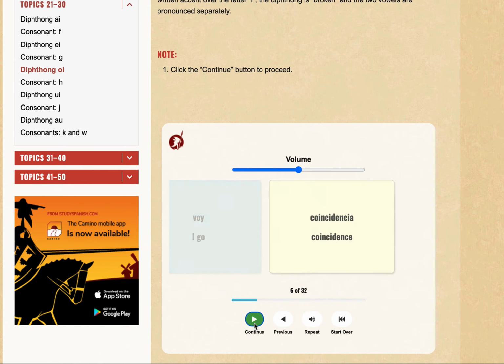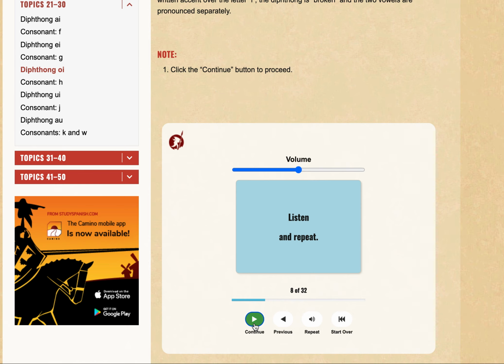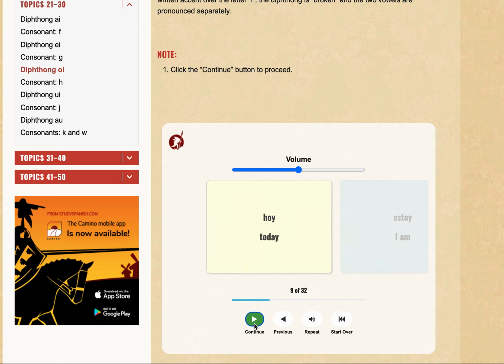Concentrate on combining the two vowels into a single syllable in the manner of the native speakers. Oi. Estoy. So O and Y are being combined to form a single sound. And unlike the OY in the word boy, this is a shorter sound. Oigo, coima, voy.